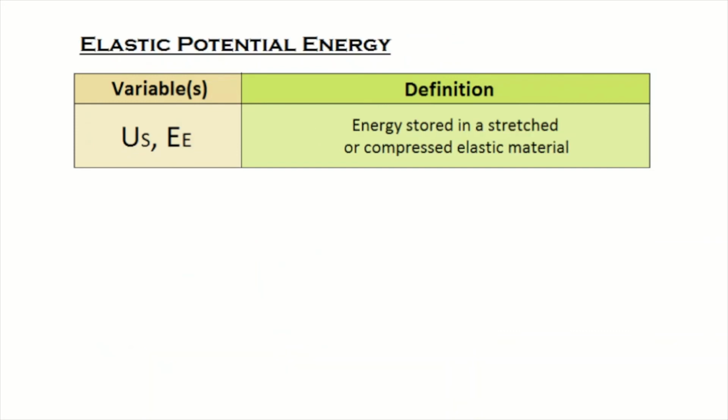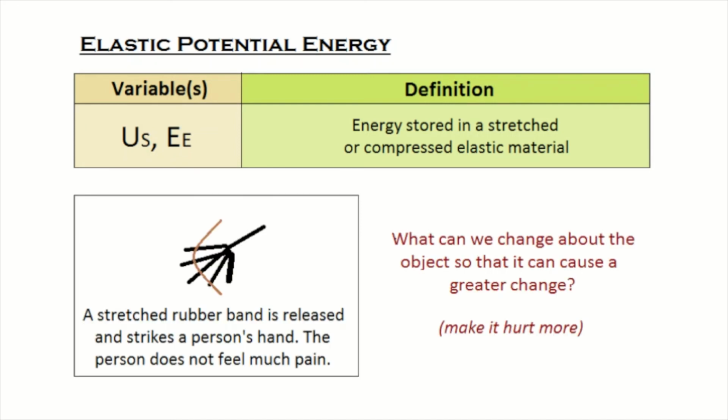Finally, let's look at elastic potential energy. Again, two variable options. You can go with US for potential for a spring, or EE for elastic energy. This is the energy stored in a stretched or compressed elastic material. Know that elastic materials are stretchy, and it's not enough just to have one. We need to stretch it or compress it from its natural length. Here we're using a rubber band, which is stretchy. We have pulled it to the left, and while we're holding it, it has the potential to snap back to the right on its own.